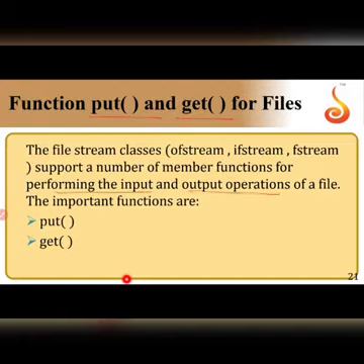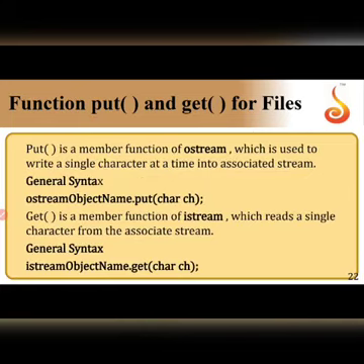Ofstream is for output, ifstream is for input, and fstream is for both input and output, that is, read and write. They support a number of member functions for performing input and output operations on a file. The important functions are put and get. We have used get, but let me explain this first so that we can go back and write the program. So start with put.